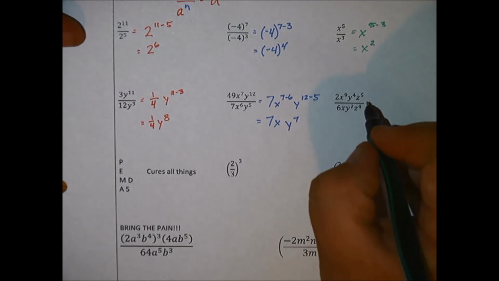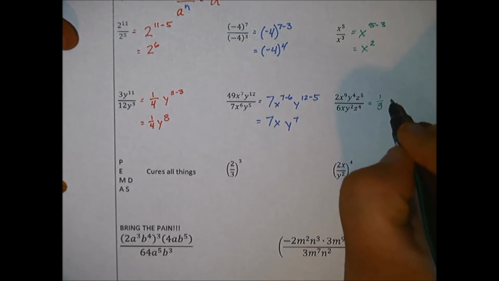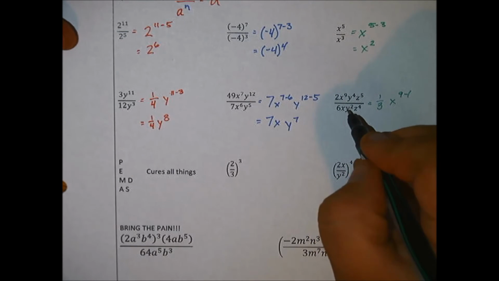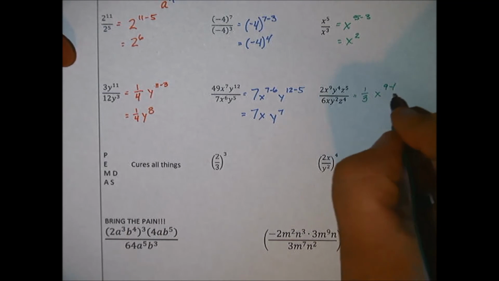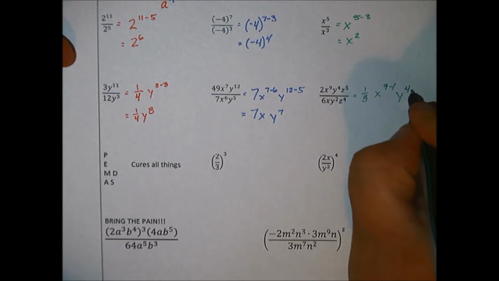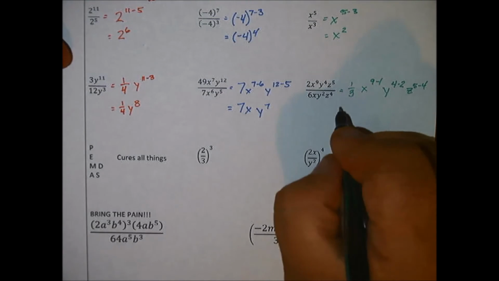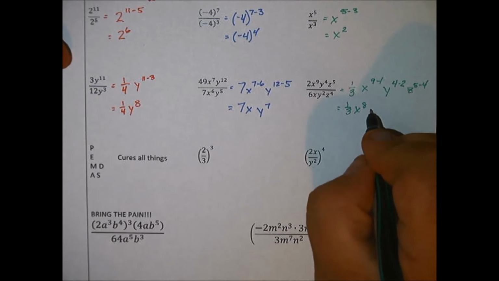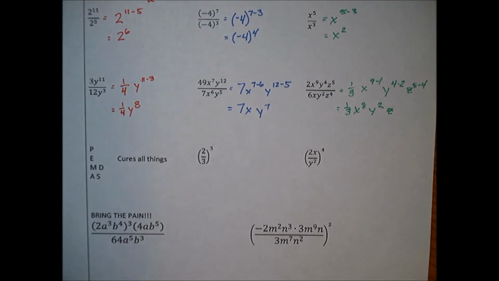Okay, welcome back. Hopefully you got a chance to get that done. 2 over 6 is 1/3. X to the 9 minus 1. Remember, if there's nothing there, it's a 1. So x to the 9 minus 1, y to the 4 minus 2, and z to the 5 minus 4. So that leaves us with x to the 8th, y squared, z, or z to the 1st, either way.